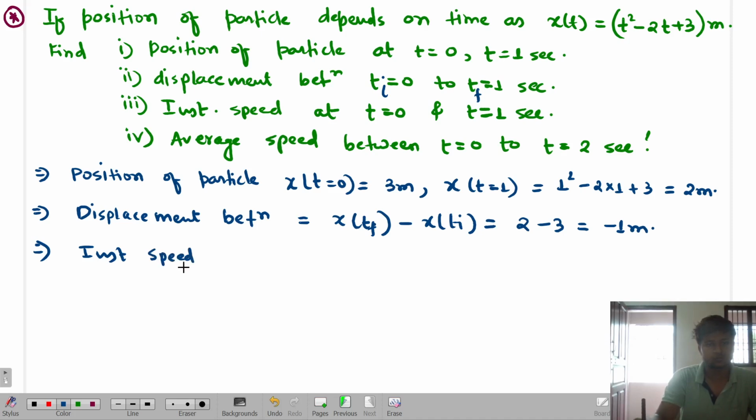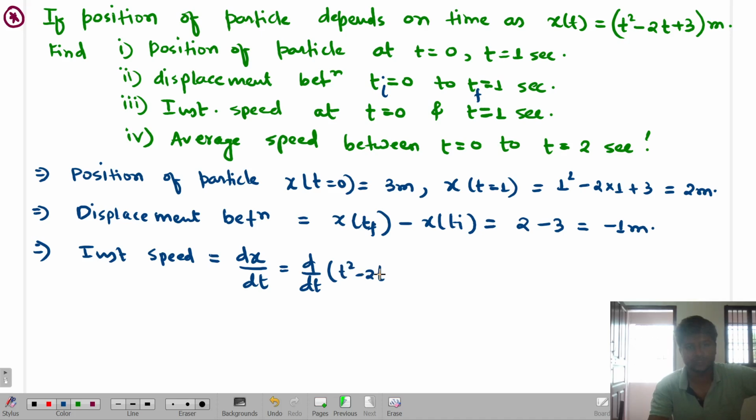Instantaneous speed at t is 0, yes, minus 2 meters per second, and at t is 1 second, 0 meters per second. So what will be the formula for instantaneous speed? It will be dx by dt, so this is d by dt of x. x is t square minus 2t plus 3. So I think it will be 2t minus 2, isn't it? So instantaneous speed at t is equal to 1 second.